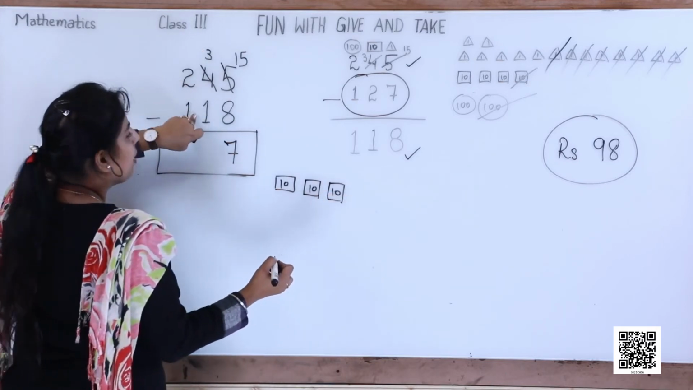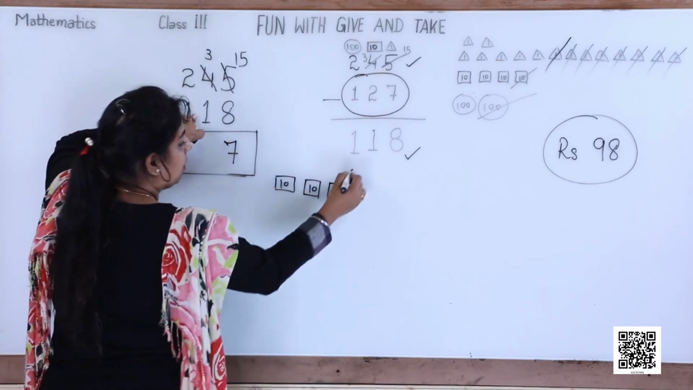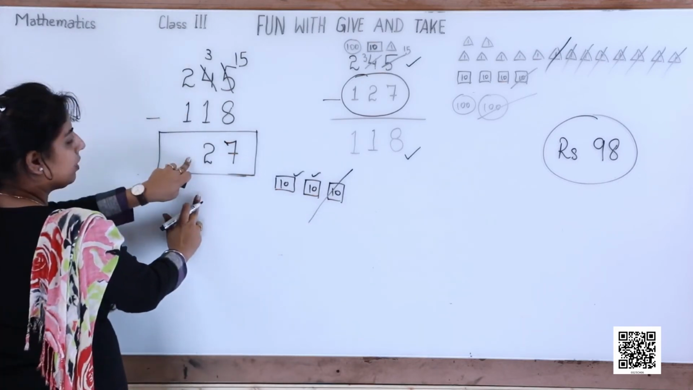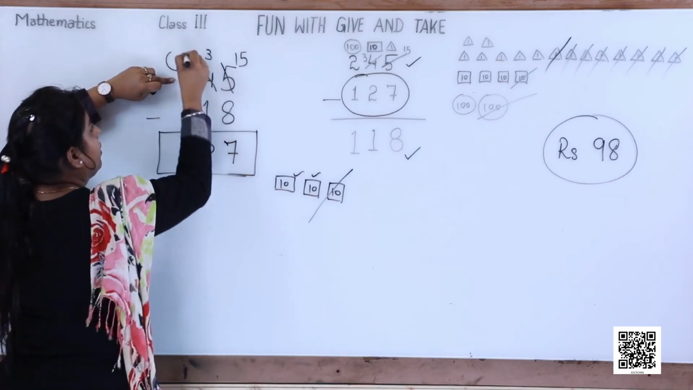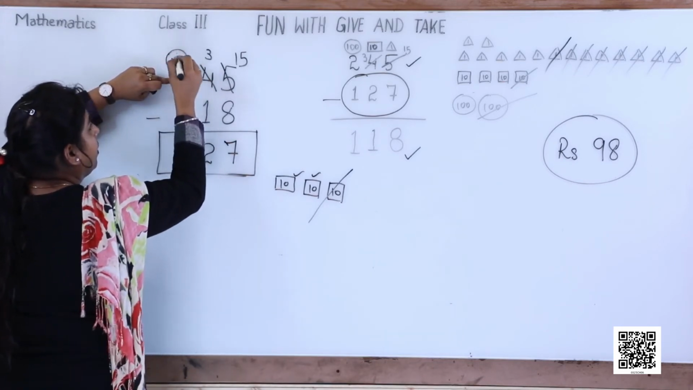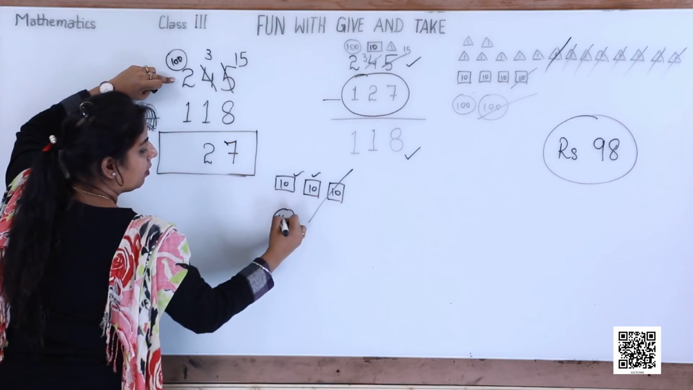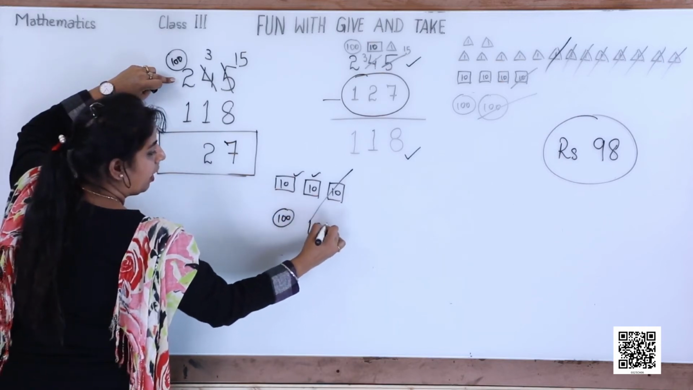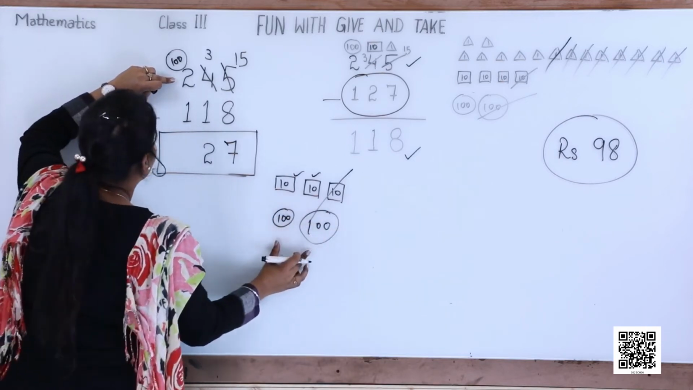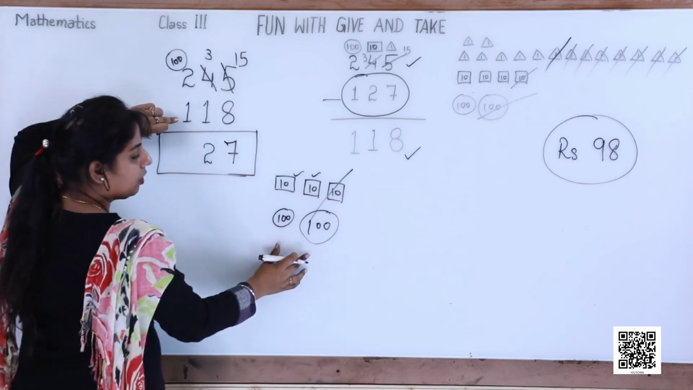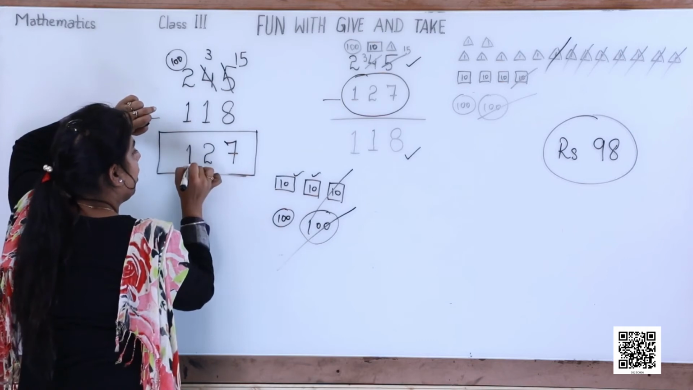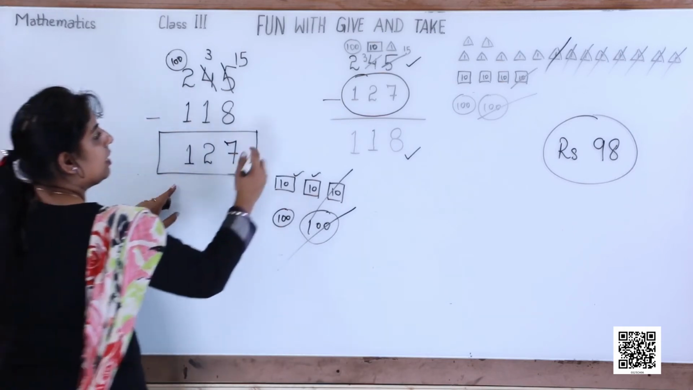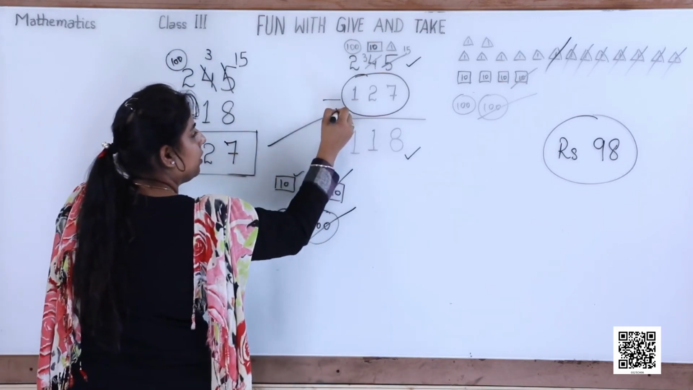So how many are we going to subtract? 1. 2 tens are we left with, so we are writing 2 here. And out of these hundreds, how many hundreds do we have? 1 and the other one, 2. So out of these 2, how many are we going to subtract? We are going to cancel the first one. How many are we left with? 1. Now this is equal to this.